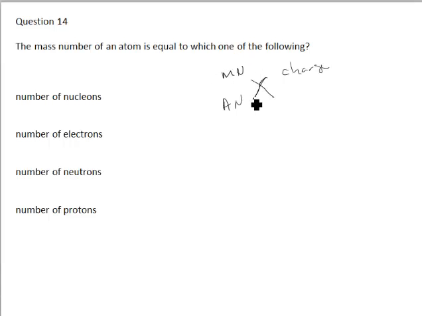So the mass number is not the atomic number. And remember, the mass number contains anything that has mass. So that's going to be the protons plus the neutrons are what are contained inside there. These are identified to be the nucleons. Protons plus neutrons are the nucleons, the things found inside nucleus.